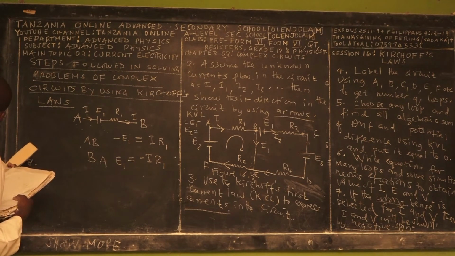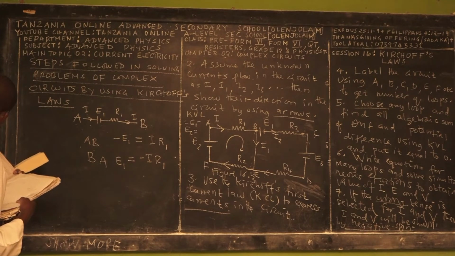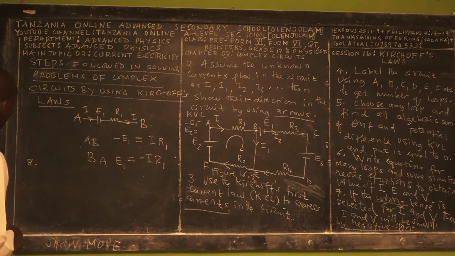If the value of the assumed current comes out negative, it means the actual direction of current is opposite to that assumed direction.